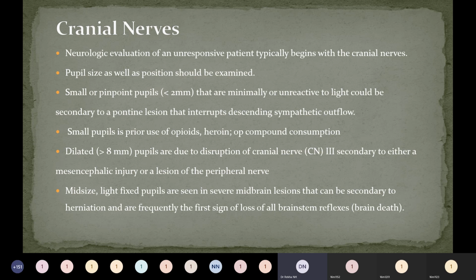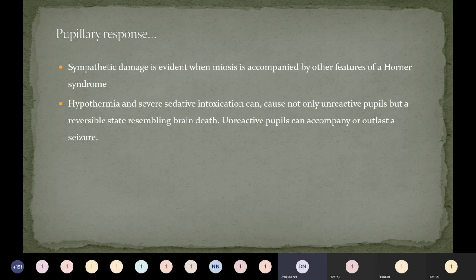A pinpoint pupil, or one minimally reactive or unreactive to light, usually suggests a pontine hemorrhage or a lesion in the pons which interrupts the descending sympathetic flow. Small pupils can also be due to toxic compound consumption, such as an opioid or OP compound. A dilated pupil of more than 8 millimeters can be third cranial nerve damage secondary to an injury or a peripheral nerve lesion. A mid-size fixed pupil is usually seen in midbrain lesions and can be secondary to herniation. We also look for the pupillary response: if sympathetic damage with miosis is there, we think of Horner syndrome.